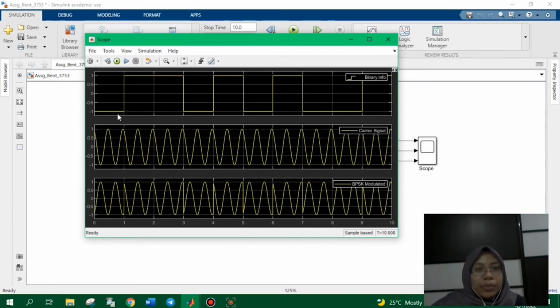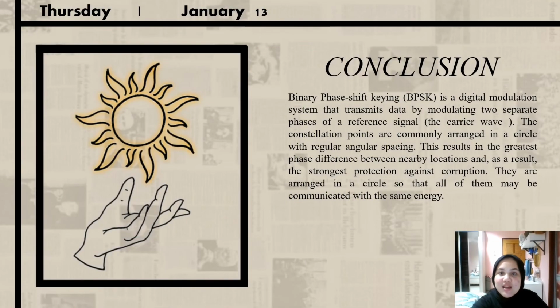At binary info, when the signal is at low input, the BPSK modulated signal will be at 0 degree. But when the digital signal is at high input, the waveform of this sine wave will become 180 degree. It shows the same when the binary converts from 0 to 1. At the BPSK modulated signal, the sine wave will convert from 0 to 180 degree phase. That's all. Thank you.